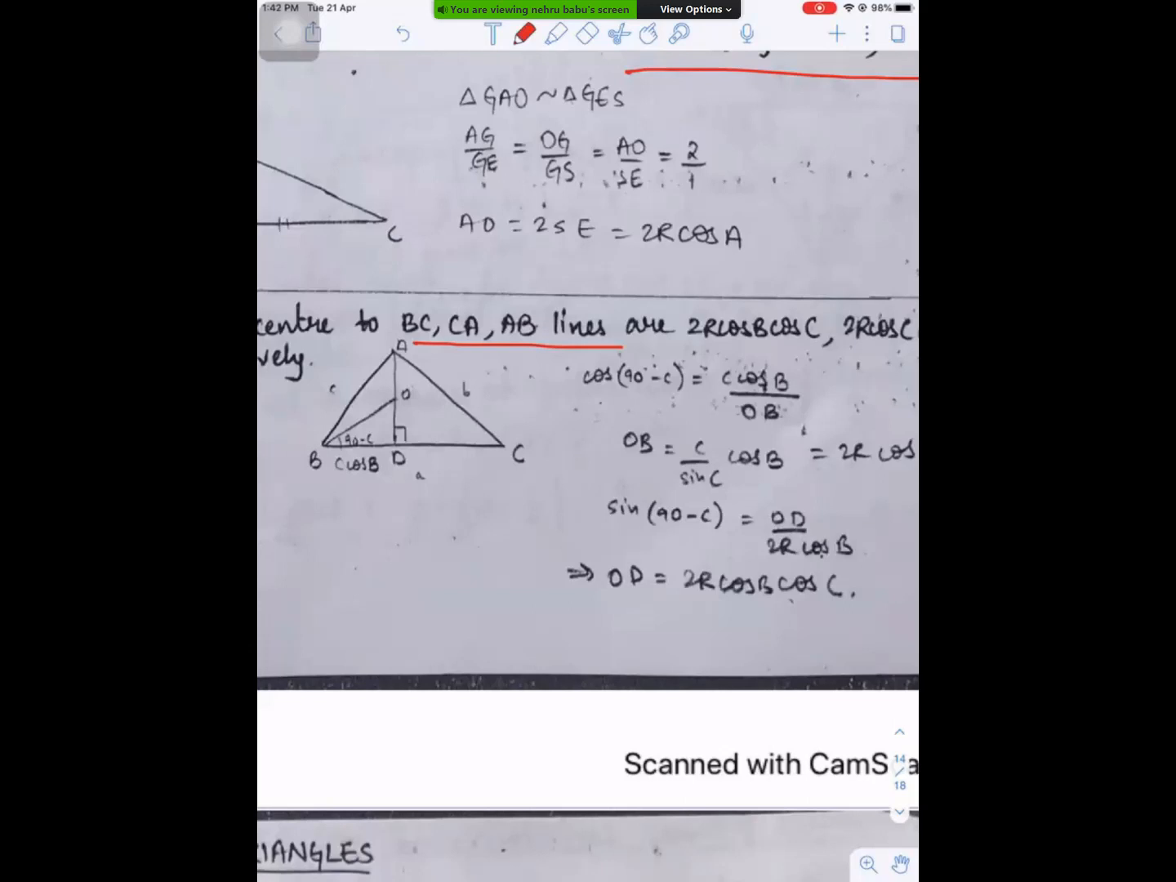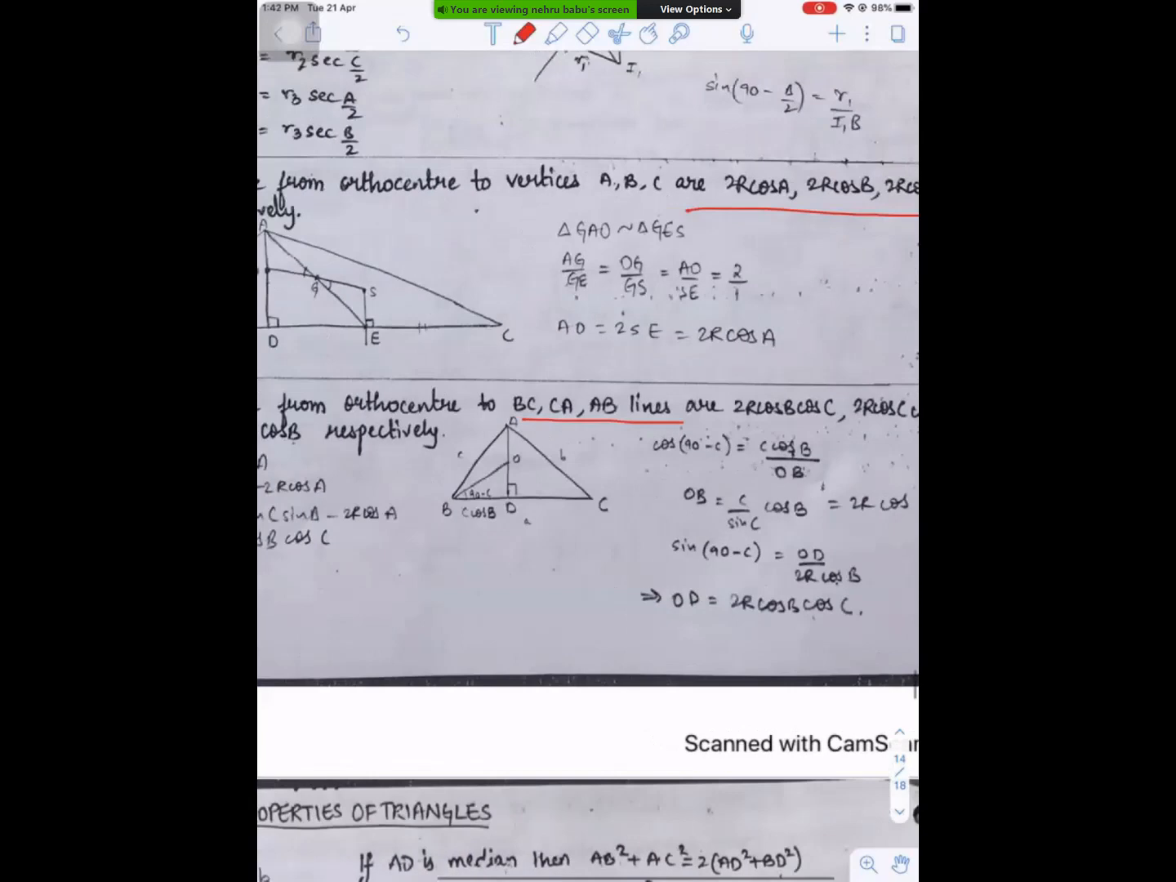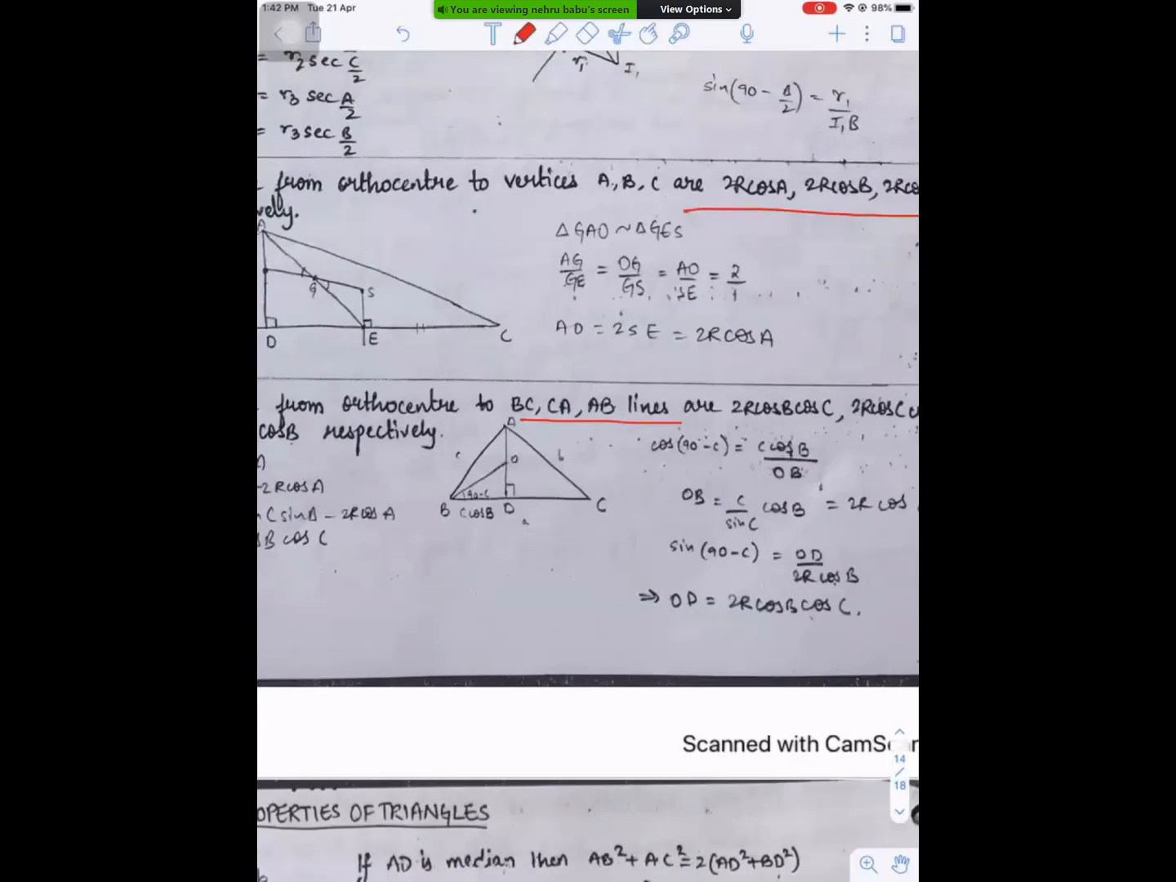Orthocenter to side distance will be 2R cos B cos C. So these results are very, very important. With the help of these distances only, questions like orthocenter and circumcenter being parallel to a side can be solved. You can solve them only if you know these distance results.